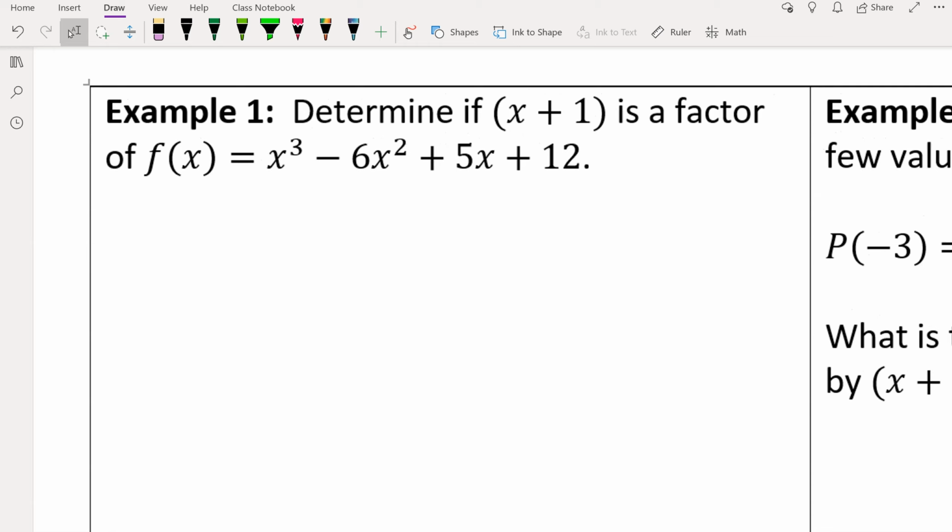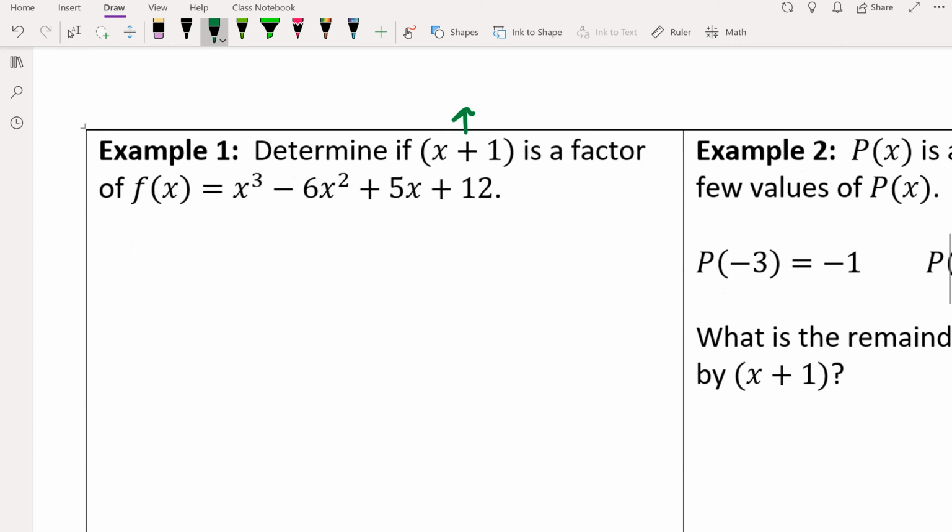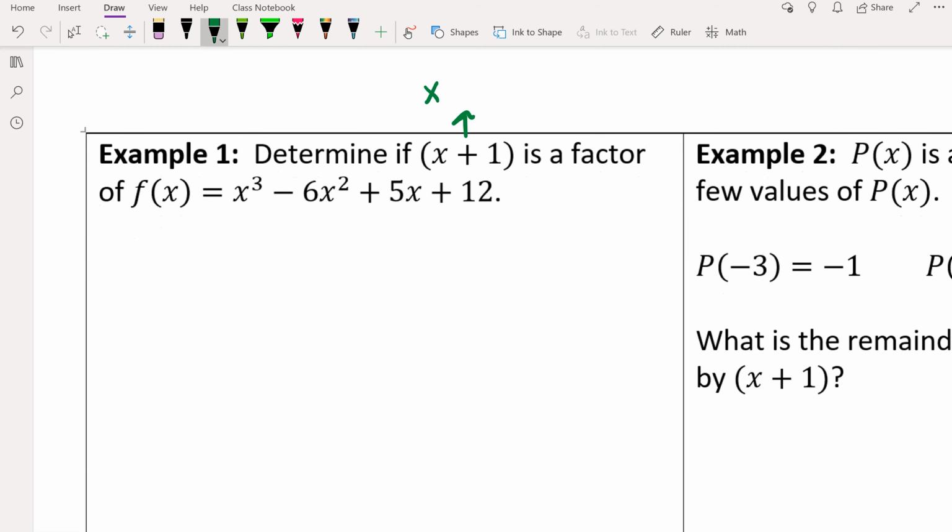Determine if x plus 1 is a factor of f of x equals x cubed minus 6x squared plus 5x plus 12. Okay, one of our notes said if we're trying to figure out if something is a factor, find f of c. Plug in c for x. So first we need to say what c equals. Well, c is going to be whatever x equals. So here we're trying to figure out if this is a factor. What does x equal for this factor? x equals -1, right? You flip the sign.